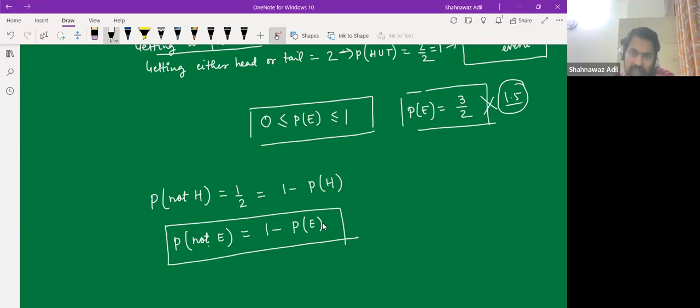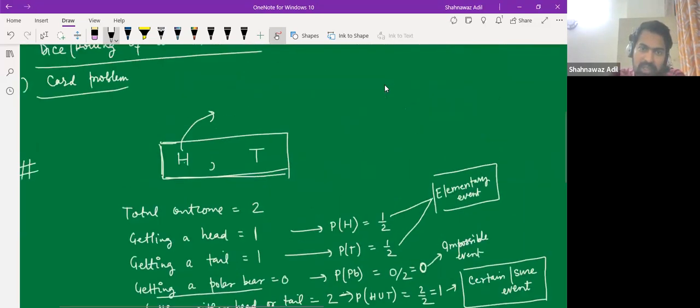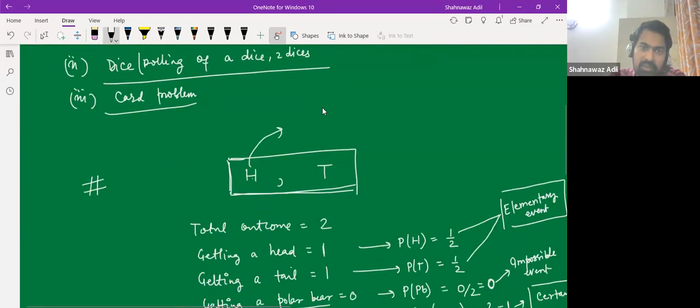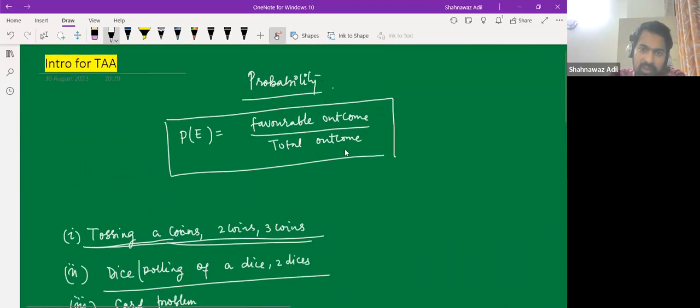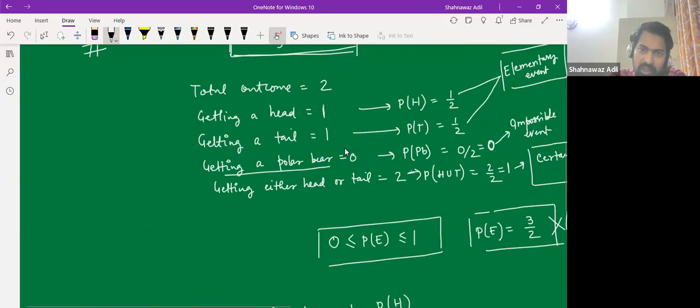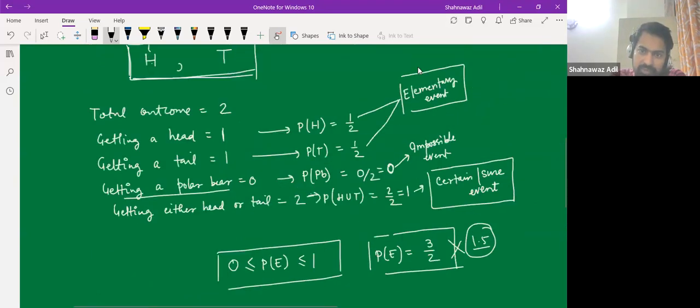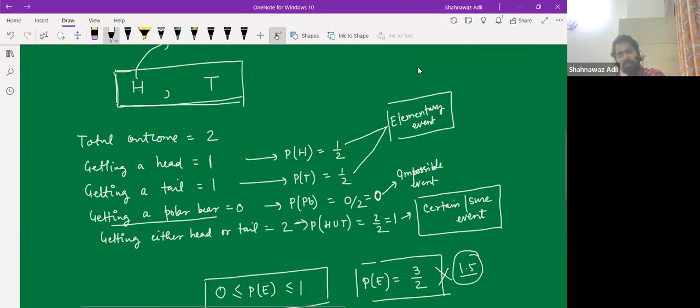When we do the die problem, we'll also see why P(not E) is 1 minus P(E). So please note up to this point; this part is not needed. Note the elementary event, impossible event, and certain event, and the range of probability. These are the three crucial points.